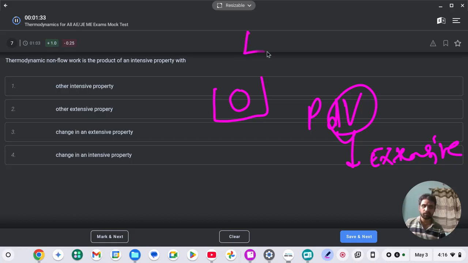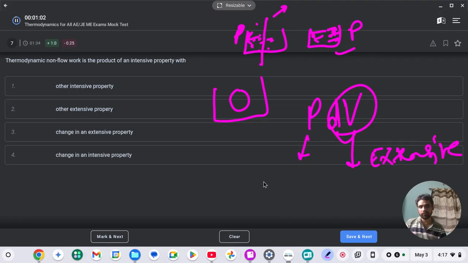Suppose this is our system. In the half side whatever pressure is acting, in the full side if we remove the partition, the same pressure will be acting, so it does not depend on the volume of the system. So pressure is intensive, and volume is of course extensive.